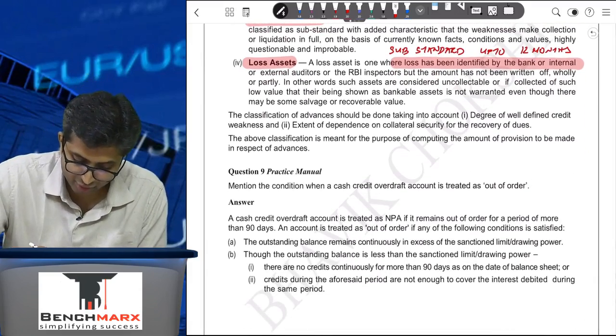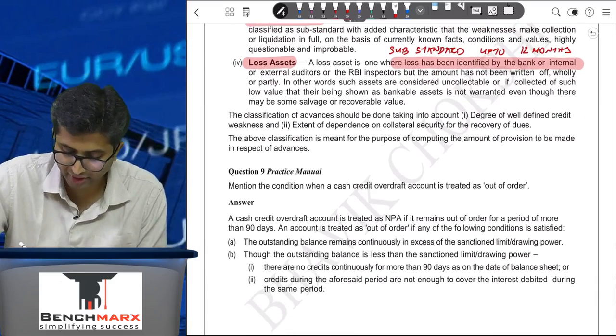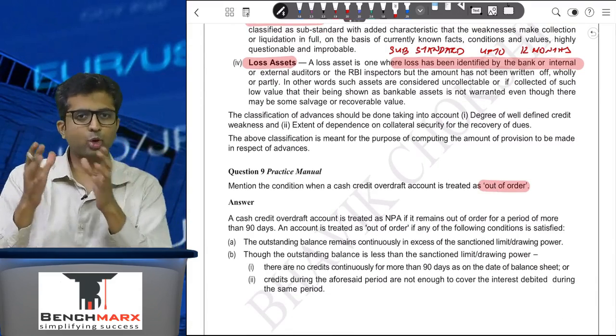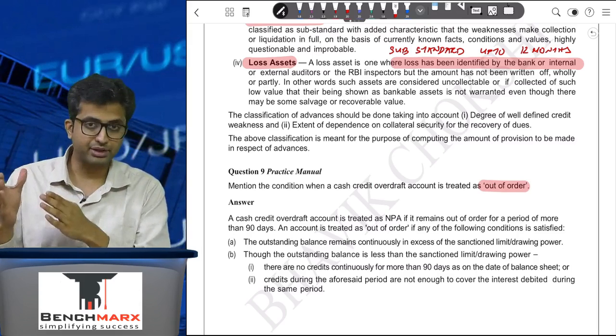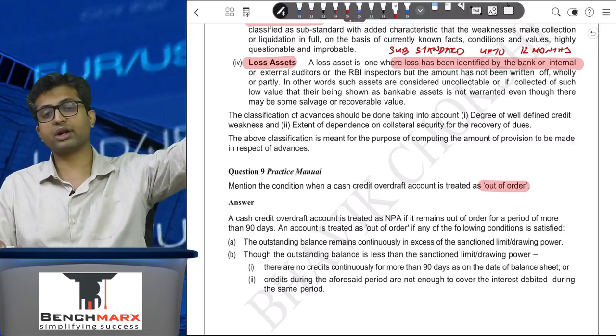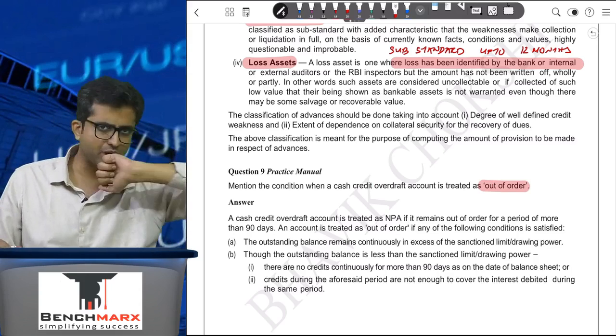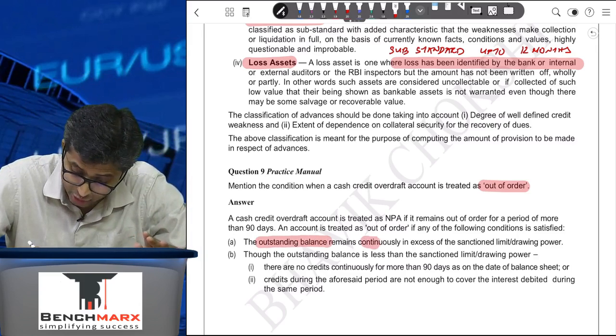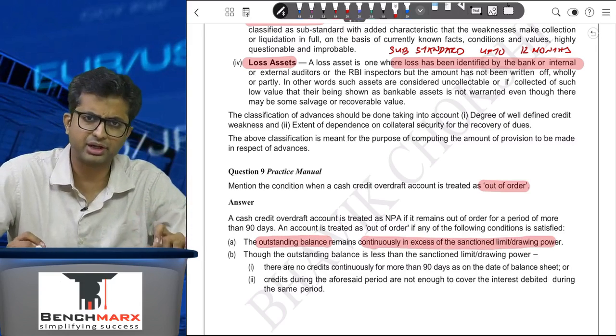Mention the condition when a cash credit or an overdraft account is treated as out of order. When is it out of order? Remember, overdraft and cash credits have a sanctioned limit. Let's say beyond this, your overdraft cannot go. If your overdraft goes beyond that, then it is considered to be out of order. So that is the first possibility: the outstanding balance remains continuously in excess of the sanction limit. That is when it is out of order.